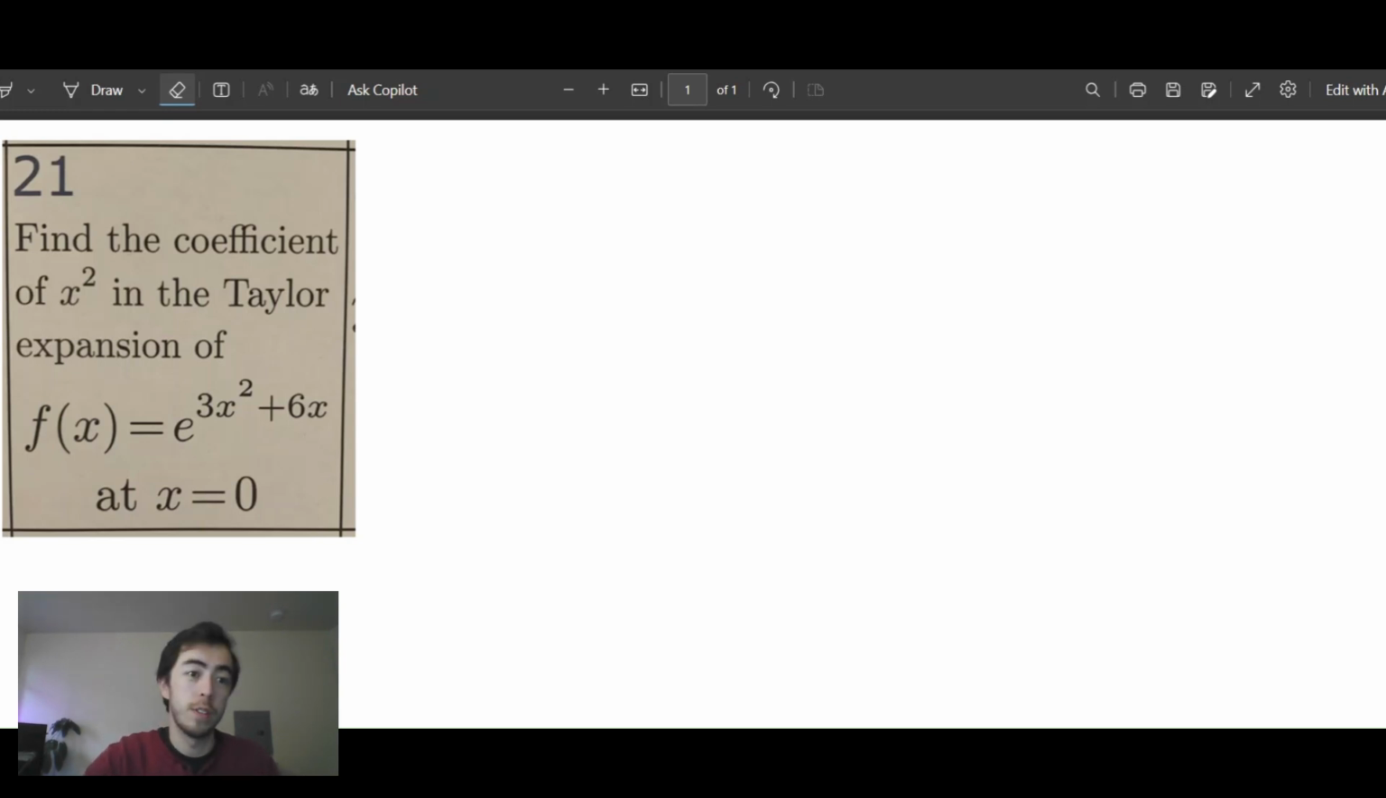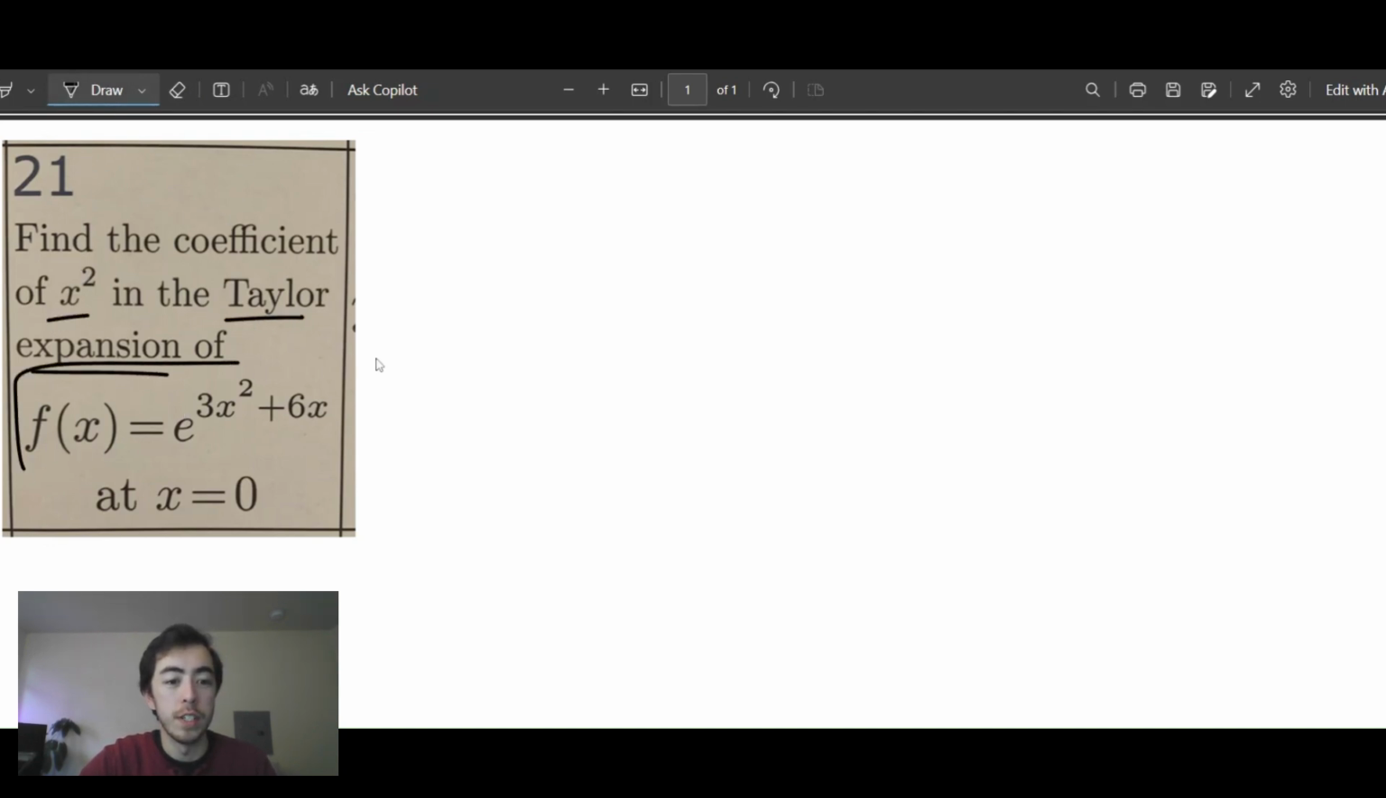It's March 21st, and we have problem number 80 from that Daily Epsilon calendar we've been working on. And the answer is 21, which is today's date. Find the coefficient of x squared in the Taylor expansion of this function at x equals 0. Okay, what does this all mean?